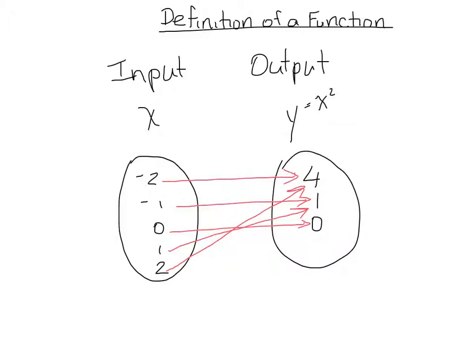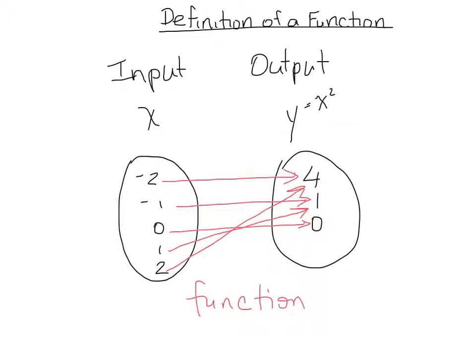Now, it's completely okay to have our y values, or output values on this side, have more than one x value coming to it. So you see how 4 has multiple x values that match, and how 1 has multiple x values that match with 1. That's completely okay, as long as each x value has only one y value that goes with it. So for this reason, this is a function.